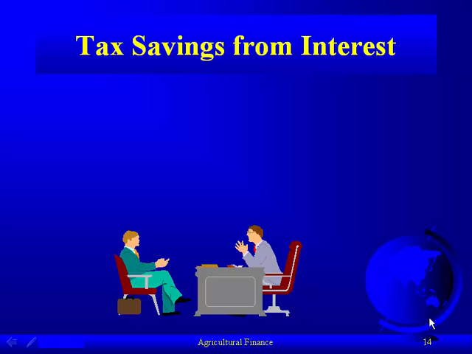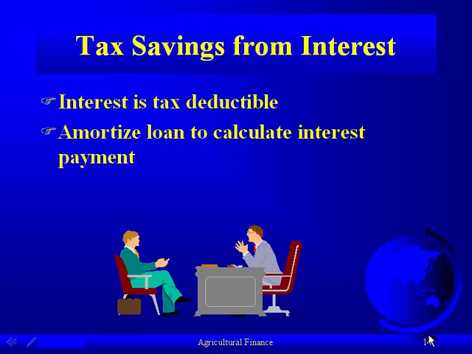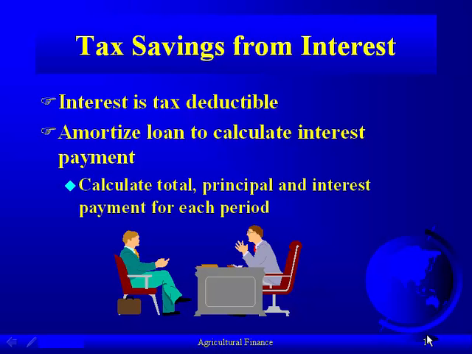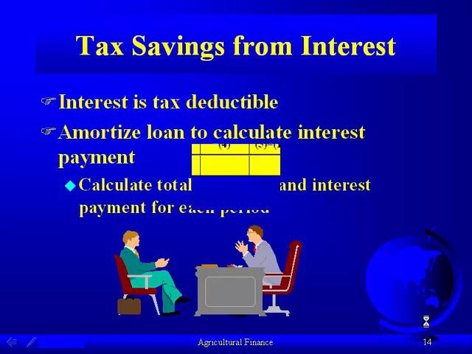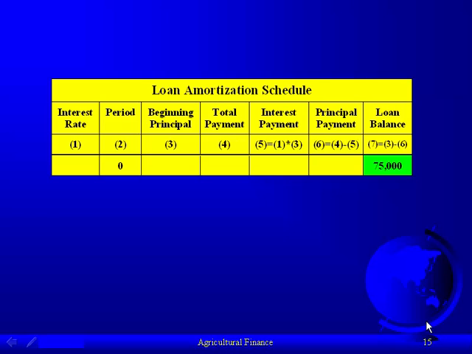You can always wait for the bank to send that breakdown at the end of the year, but if you're going to be planning for this, you need to know how to do that. So that's what we're going to show now, how to amortize the loan so that we can determine how much of the loan payment is interest. We're going to amortize the loan to calculate the interest payment, and calculate the total payment, the principal and interest payment for each period. We need to know how much is interest so we can claim that as a tax deduction on our tax returns.